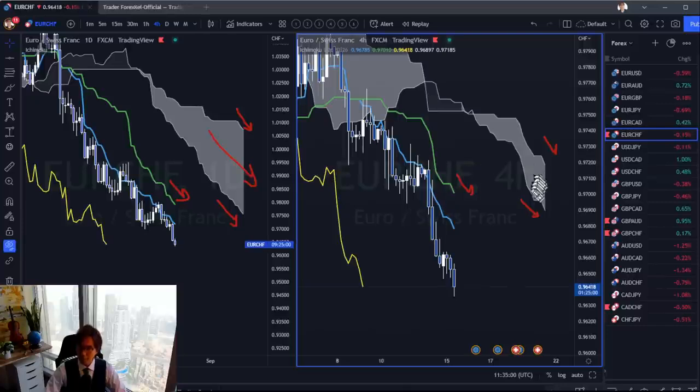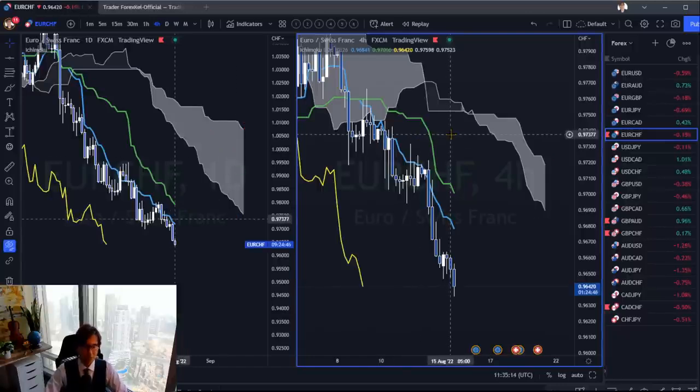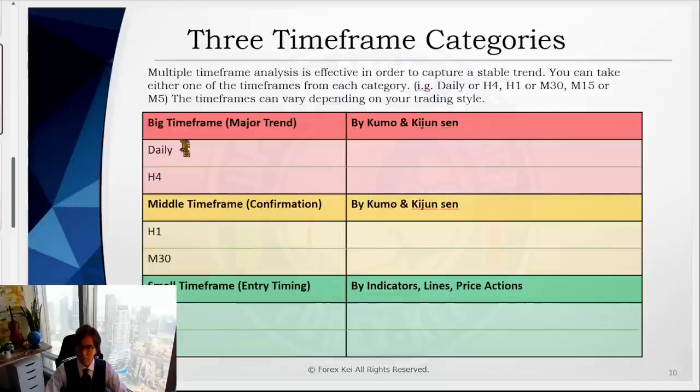And if you compare the Kumo thickness and length on both time frames, daily Kumo looks much bigger than the 4-hour. So that's why I say I will take the daily to follow. And then let's talk about the confirmation part. So daily is down. So let me do it step by step. So daily is down right now, right?